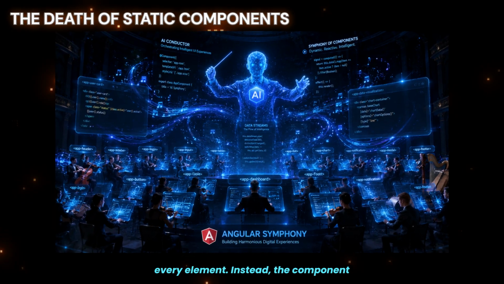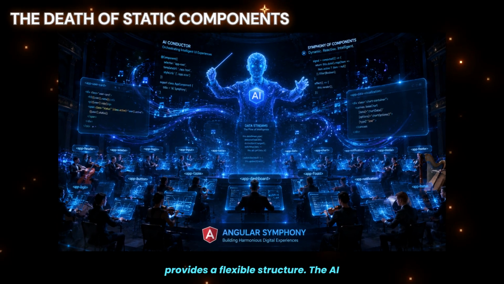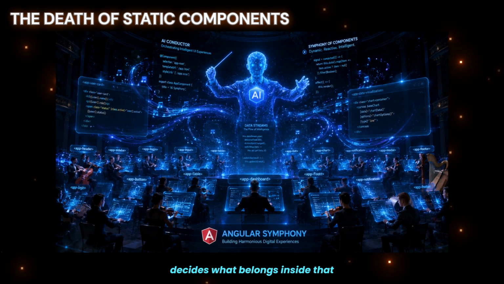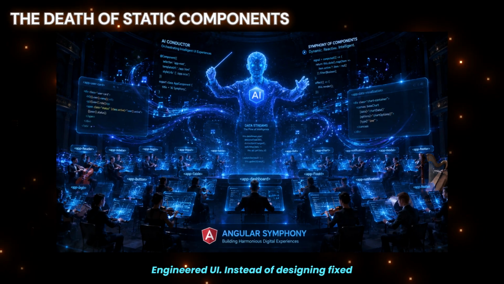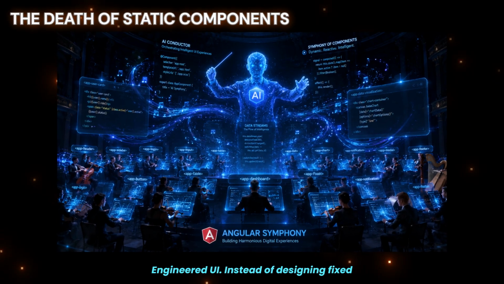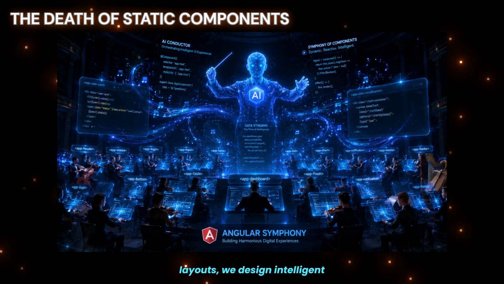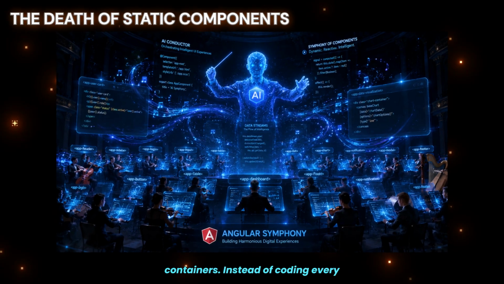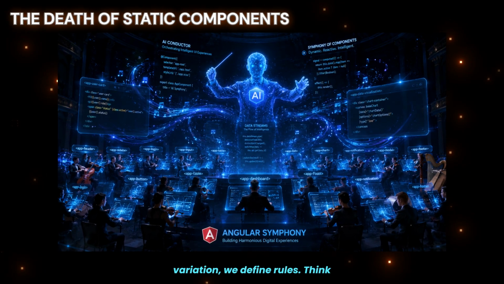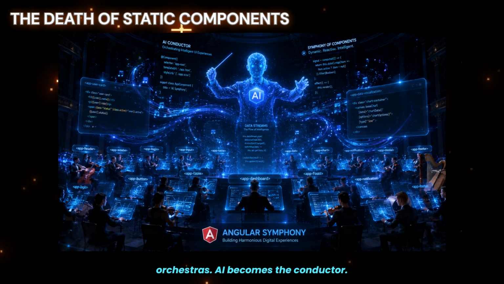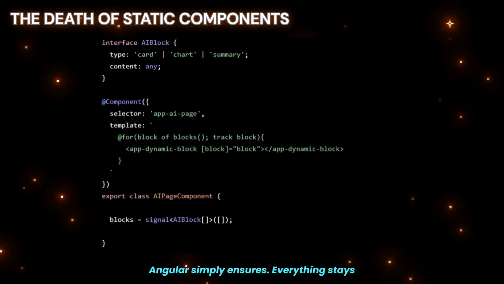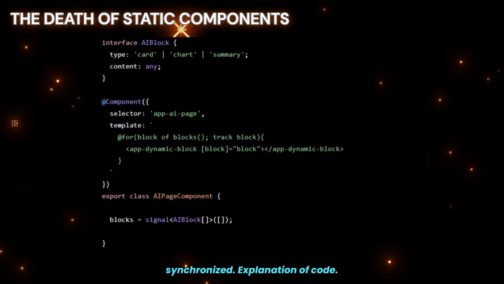Instead, the component provides a flexible structure. The AI decides what belongs inside that structure. This is called prompt-engineered UI. Instead of designing fixed layouts, we design intelligent containers. Instead of coding every variation, we define rules. Think of Angular components becoming orchestras. AI becomes the conductor. Angular simply ensures everything stays synchronized.